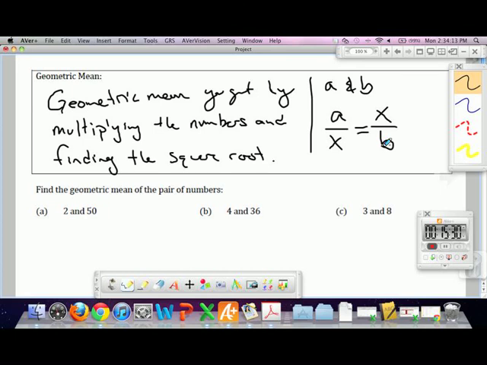Cross multiply. So if I want to find the geometric mean of two numbers A and B, say A over the geometric mean is equal to the geometric mean over B. Cross multiply, and hey, what do you get? You get the product of the numbers equals x squared. So then square root. You get the same thing as the formula method. But we're going to be setting up and solving these proportions in section 7.3 quite a bit, so it might be a good idea to get practice with the proportion method.